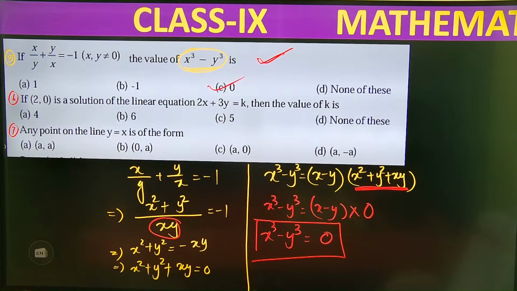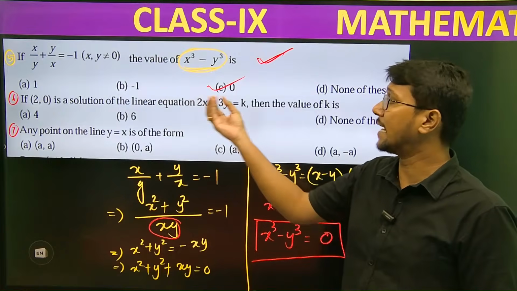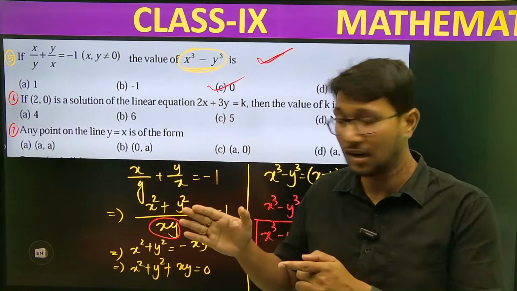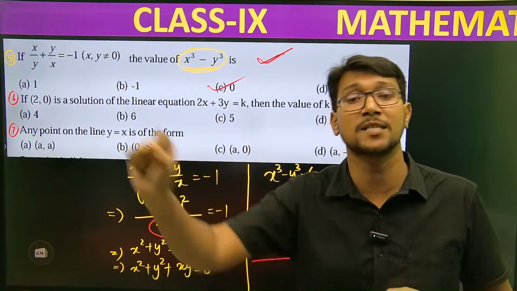Number 6. 20 is a solution, children. 20 is a solution. Solution means the solution will satisfy the equation. While putting the solution in the equation, it will satisfy. What is the meaning of satisfying the equation?